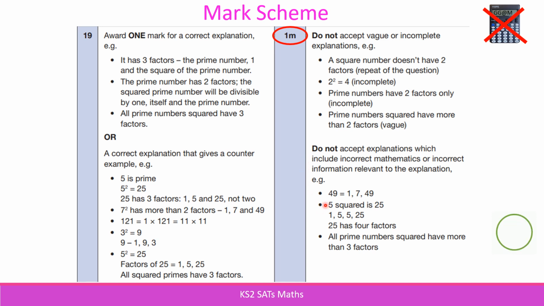So they've got 49 is 1, 7, 49. You've got to make sure you've got the correct information here. So like 1, 5, 5 and 25. These are all the numbers that multiply to give 25. And then saying 25 has 4 factors. But actually 25 has got 3 factors because this 5 is repeated. So these are the things not to include. The bits on the left are what to include, which will give you the mark on the exam.